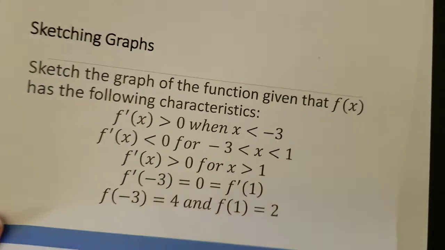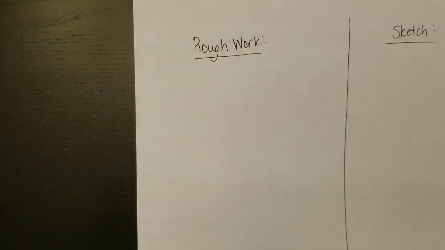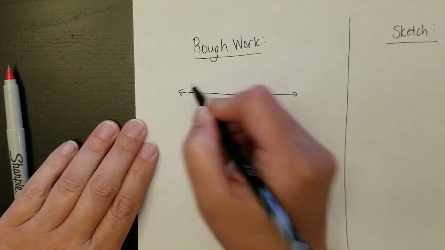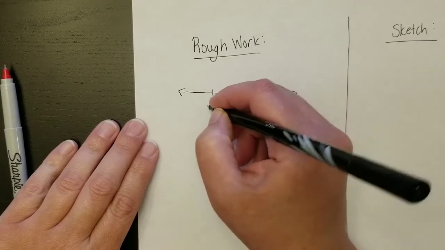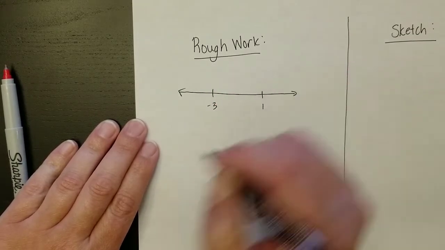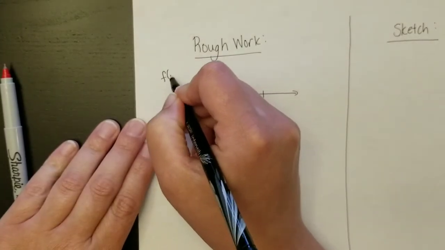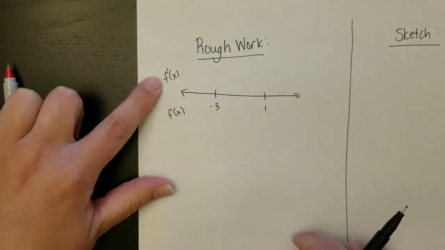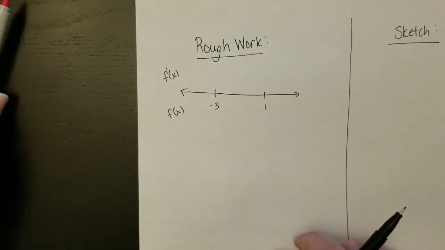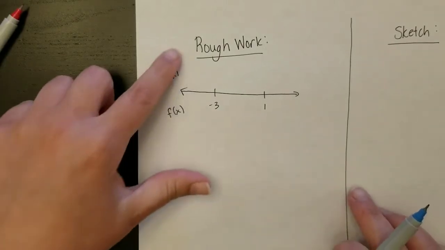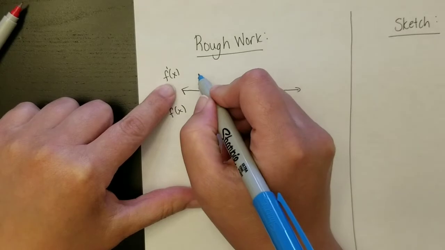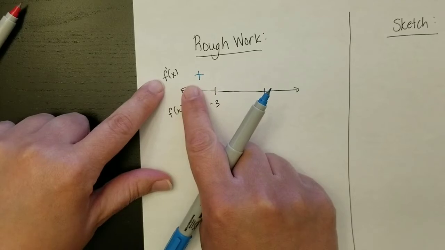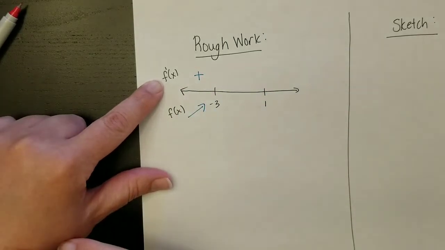So I'm going to do the same idea again here with my rough work, just drawing out a number line. And I know that the important things, that's a really crooked number line, the important things here are -3 and 1. And I'm going to talk about the derivative and the function, just listing out what the derivative is doing and then what the function is doing. So we are told that f prime is positive when x is less than -3. So in this interval here, -3 all the way to -infinity, the derivative is positive. That means my function's increasing.